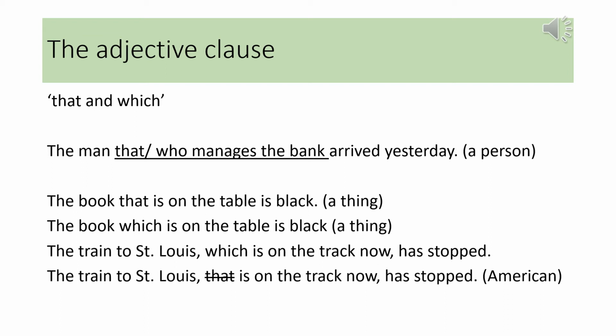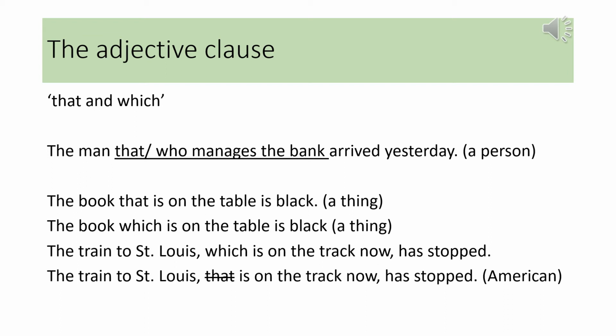In the first sentence here, it says the man who manages the bank arrived yesterday. Okay, the adjective clause here is identifying. You could use that or who, right? The man who manages the bank arrived yesterday. Both are correct, but when we move on and we look at the next sentence here, it says the book that is on the table is black. There's another identifying adjective clause, okay? You could also use which here because it's a thing. The book which is on the table is black.